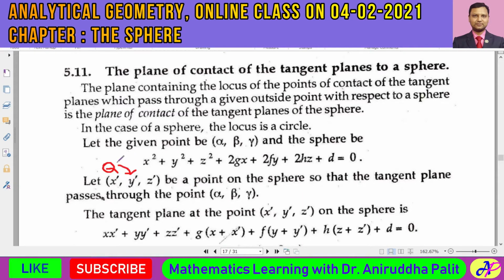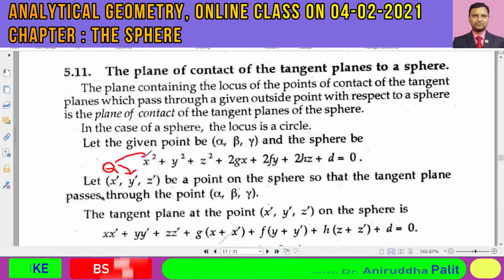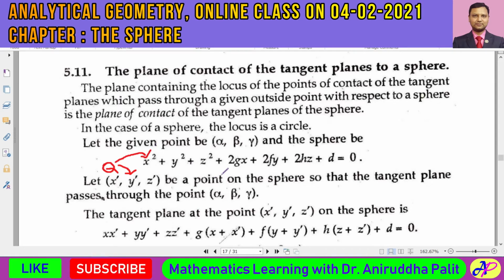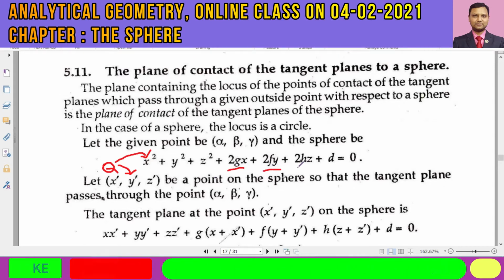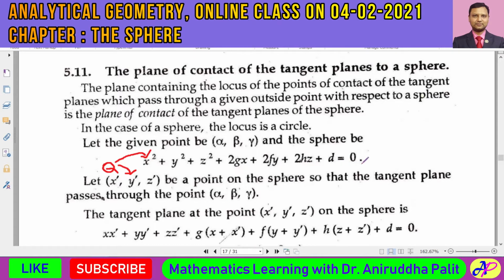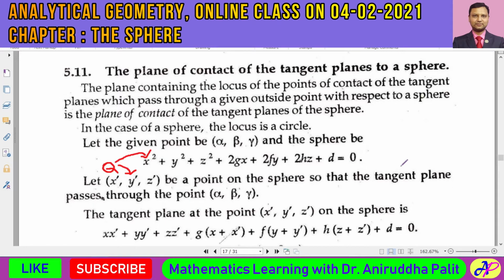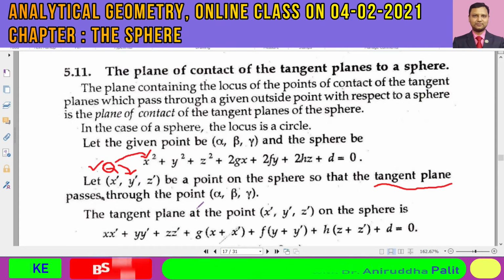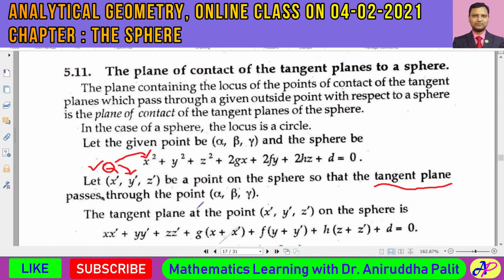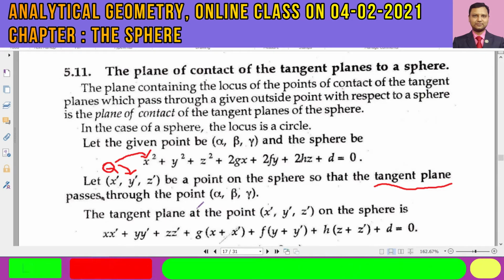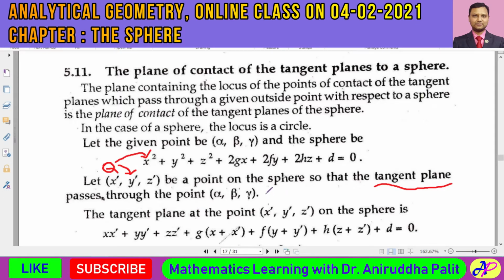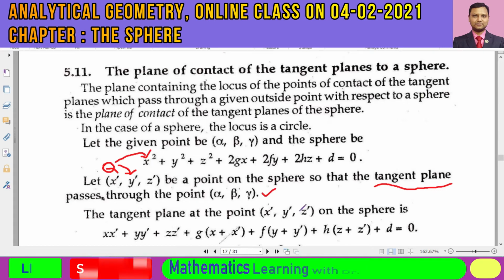Q has these coordinates, and this point Q lies on the given sphere: x square plus y square plus z square plus twice gx plus twice fy plus twice hz plus d is equal to 0. Now we try to draw a tangent plane through this point Q, and this tangent plane will always pass through a fixed point alpha, beta, gamma.